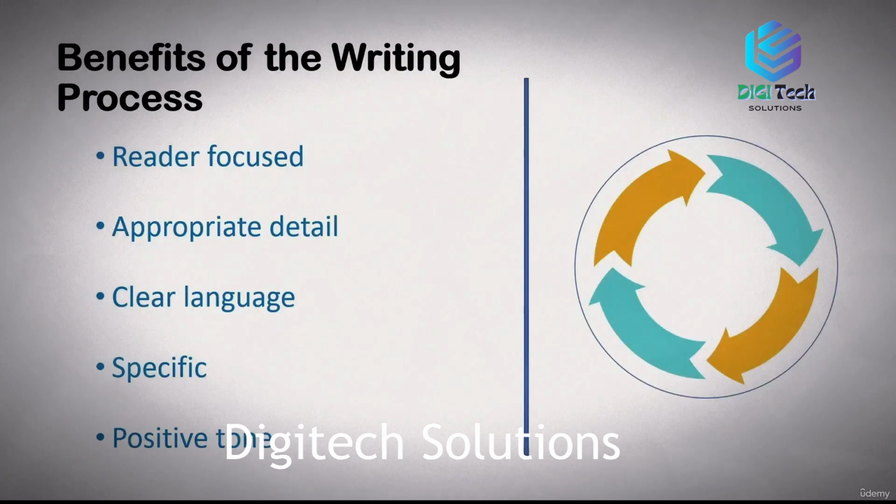If you want a message that is reader focused, gives just the right amount of detail, uses clear and specific language, assures that your reader knows exactly what your message is about, and has a positive tone that sounds human, then you need to think, plan, write, and revise in that order to help you avoid all those common errors.